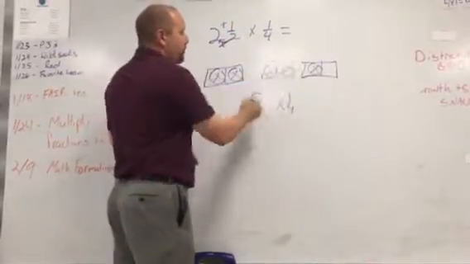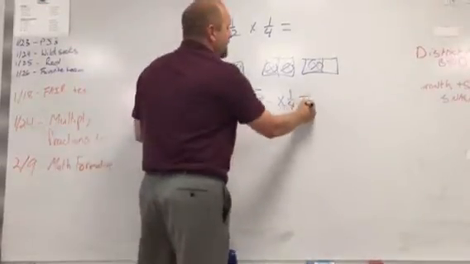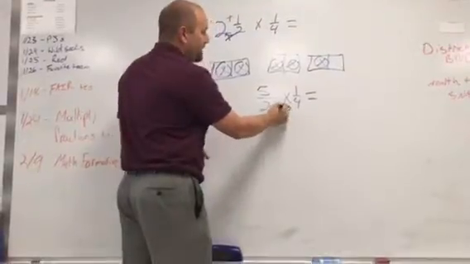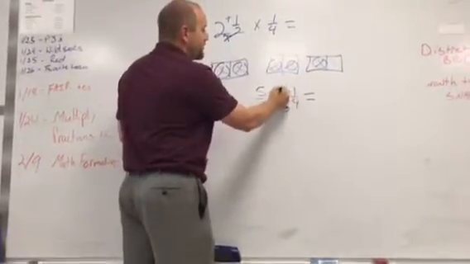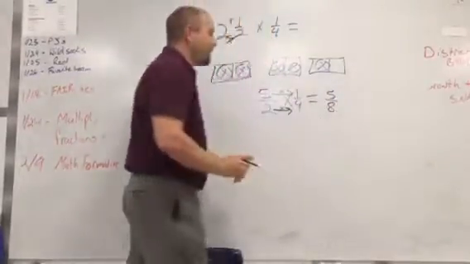So the model represents the shortcut that I can take. And now once again, I can use my algorithm, which is multiplying the denominator times the denominator and the numerator times the numerator to find my final answer.